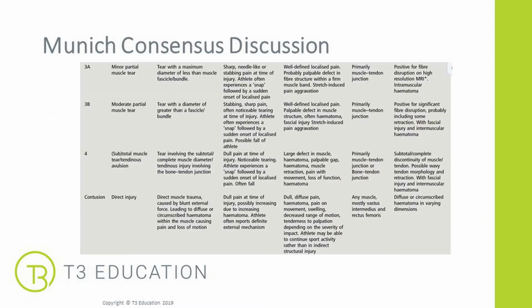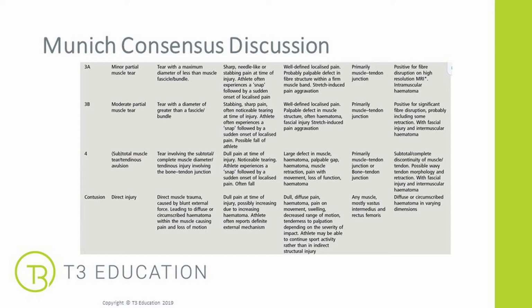presentation. Here is an insert from the Munich consensus discussion, which covers all of the different types of muscle injuries that they discussed within the statement. So you can see at the top, you've got the minor partial tears, the moderate partial tears, and then the bigger muscle tears, so the subtotal or the complete rupture of a tendon. The discussion really focused on that continuum of tears of the muscle or tendinous tissue, rather than focusing on symptoms where pain is created.